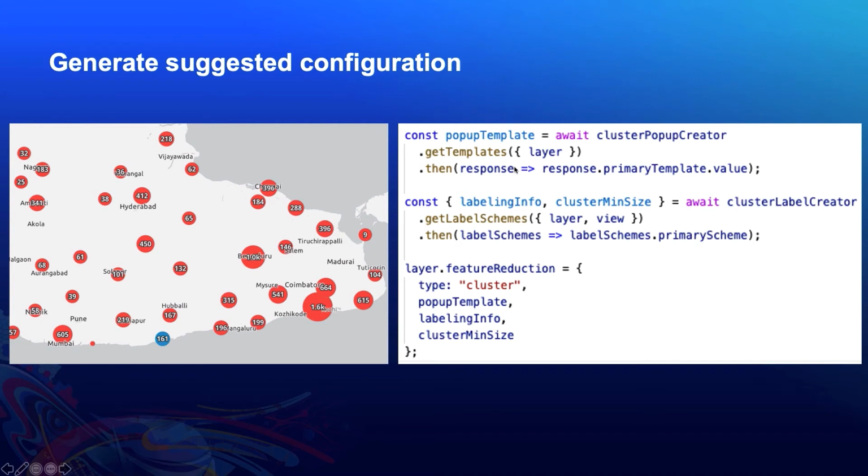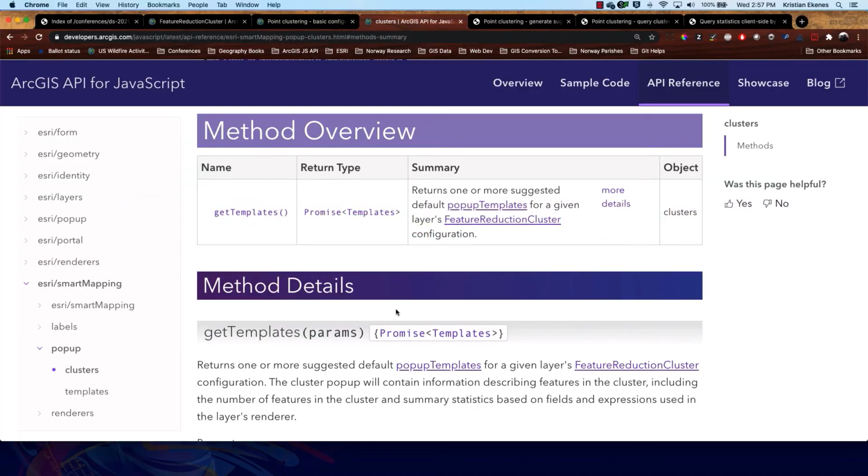So if you want to get a good default pop-up template that matches your renderer, just simply provide the layer, and then you will get a suggested pop-up template that matches the renderer for that layer. The same goes for labeling. So simply call the get label schemes method, provide a layer and view, and you'll get a label scheme that will work well with the layer. And so let's go ahead and look at a live example of this.